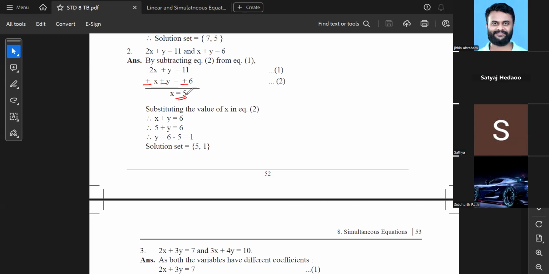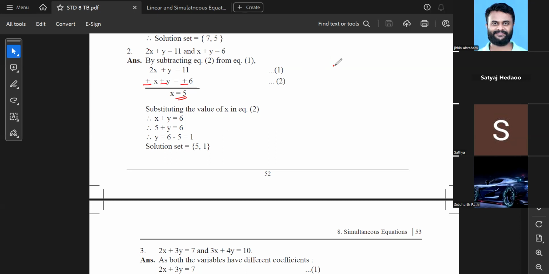Sir, I have a doubt. Yep, Satyaj, tell me. I have a doubt. In the second one, they say by subtracting equation 2 from equation 1, but in the answer it's given adding, like there's the plus sign. Okay, I'll explain what that logic is.